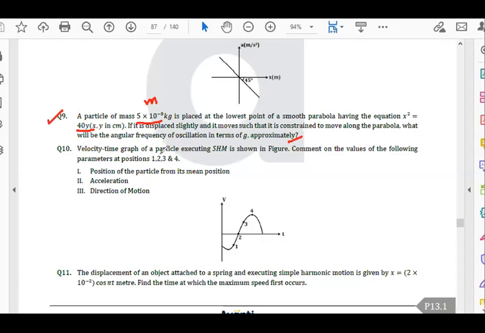This is a good problem, everyone. Think about it. So my problem is this is moving in a parabola, right? This is moving in this parabola. Now, here x square is equal to 40y. So it is this parabola only, x square is equal to 40y. So I want to find what? I want to find acceleration. Yes or no? Tell me.